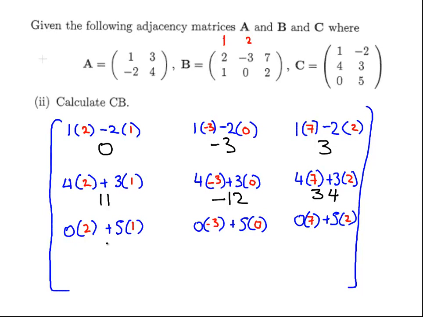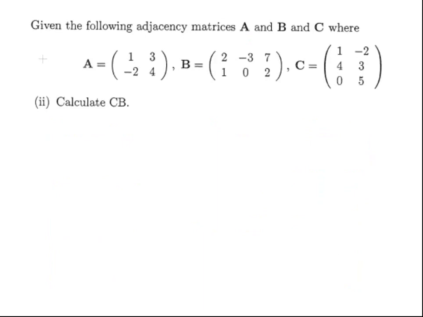0 times 2 is 0, plus 5 times 1 gives us 5. Minus 3 times 0 plus 5 times 0 is 0. And 0 times 7 plus 5 times 2 gives us 10. So we have our answer now. I'm just going to write it out again on the next slide.